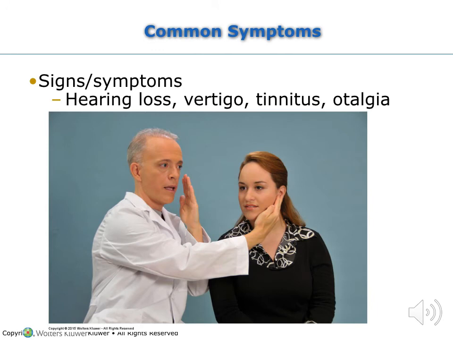One of the ways to assess a patient's hearing is to perform the whisper test, and this is what this examiner is doing here, and you will get the chance to perform the whisper test on Tina when you assess her HEENT body systems.